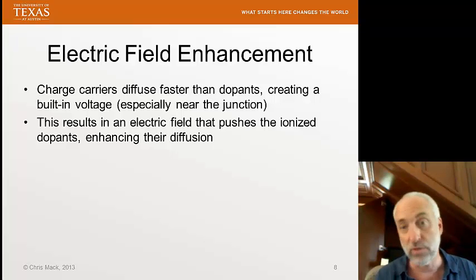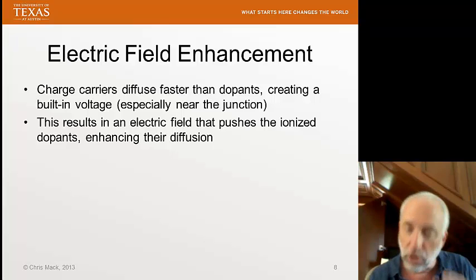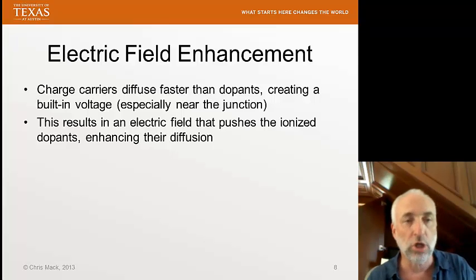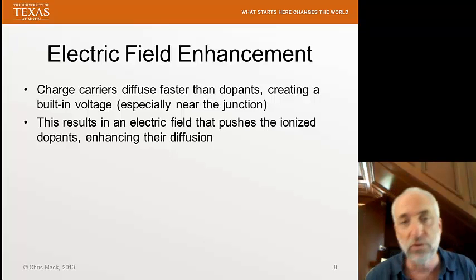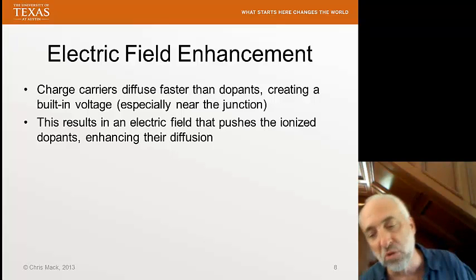Now this is true whether it's an N-type dopant or a P-type dopant. The charge carrier is always opposite in charge from the ionized dopant, and since it goes faster, moves further than the dopant, it tends to attract and pull the dopant along with it.